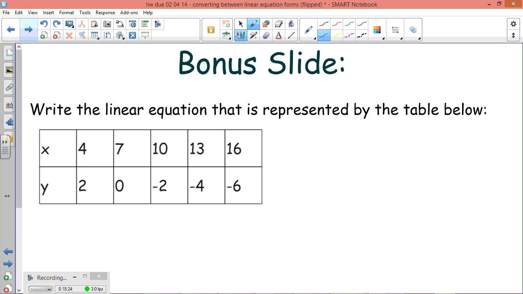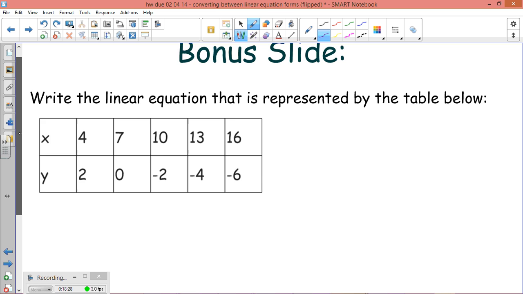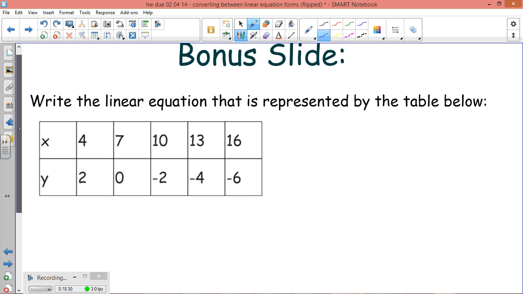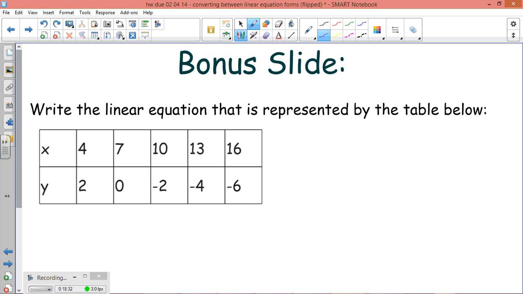Write the linear equation that is represented by the table below. I just wanted to take a second to show you this. Sometimes we can be given data in a table and asked to write the linear equation. Notice it doesn't tell us what form to use, so I'm going to immediately pick my easiest one, y equals mx plus b. Okay? How do I find m? How do I find b? Once I have those things, I am done with my answer.